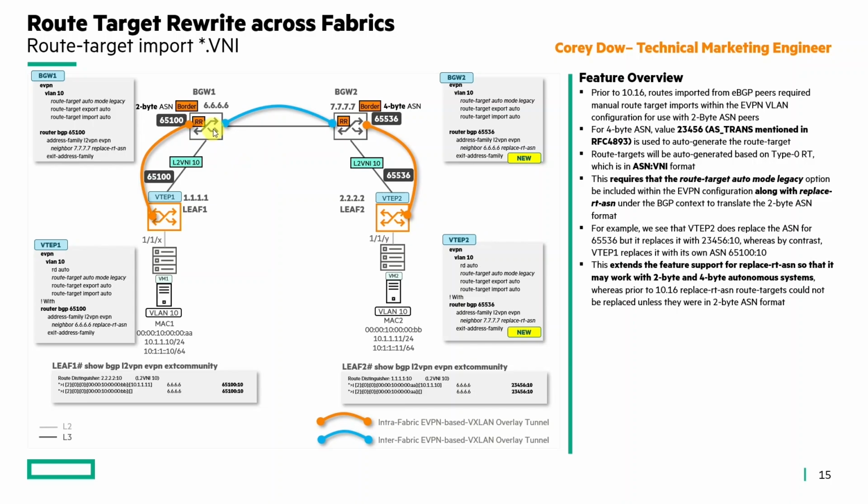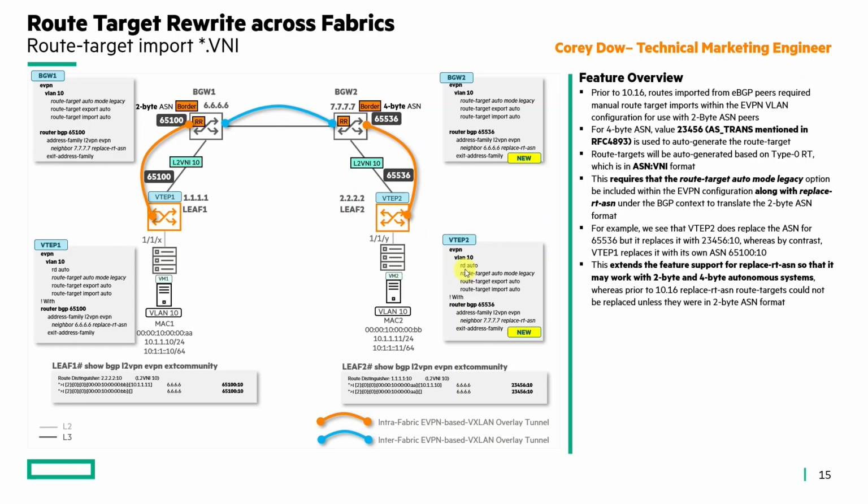Okay, so let's just take a look at what's new underneath the hood. This is the stretched VNI case, as you can see here. We still have the L2 VNI with VLAN 10 that's stretched across the two fabrics. The new aspect is the replace RT-ASN in coordination with the auto mode legacy, which is used to automatically import the routes. This wasn't available in prior releases, where 2 byte ASNs across the board were supported. But now with 10.16, we also support the 4 byte ASN as well.